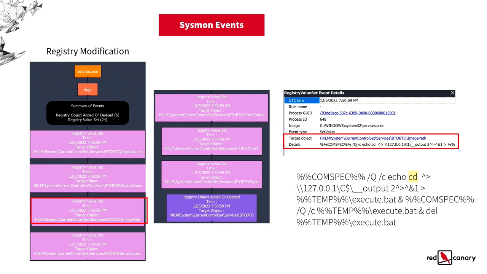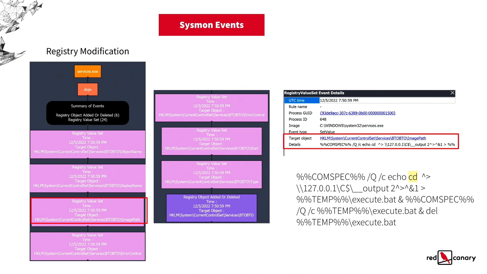So for Sysmon registry modification events, looking at the image path specifically, it's going to point not to a service binary this time, but to a temporary file called execute.bat. That's the batch file that's executing the commands. And then a temporary output file in the root of C. By default, the service name for SMB exec is BTO, but you can change that in the script itself. But a lot of people don't.